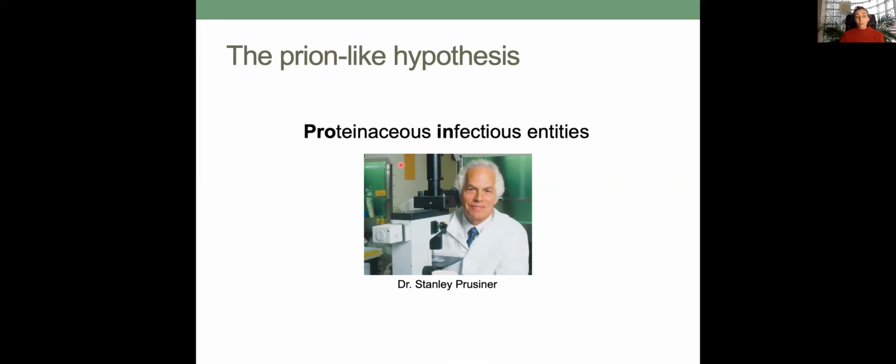Prion stands for proteinaceous infectious entities. We aren't able to talk much about strict prion diseases in this class, but prion diseases have known infection points and cell-to-cell transmission via the prion receptors that lead to toxic aggregation. Dr. Prusiner studied a lot of prion diseases and suggested that other neurodegenerative diseases may work in a similar or prion-like fashion where misfolded proteins spread from cell to cell.